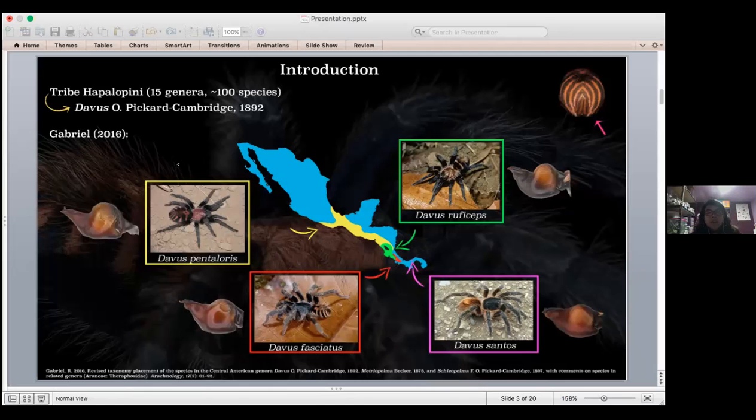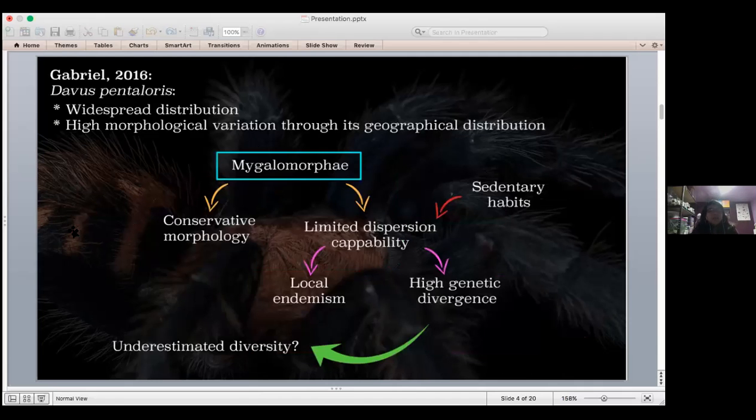And this classification was based mainly on the dorsal coloration patterns of the body of the species, but he also revised the morphology of sexual structures of males and females. According to his revision, Davus pentaloris has a widespread distribution, but he also found high morphological variation through this geographical distribution. However, many recent studies focused on mygalomorphs have found that they usually have conservative morphology and limited dispersion capability, with some exceptions. And this is because of their sedentary habits. This limited dispersion capability usually causes local endemism and high genetic divergence. So this has raised the question of whether there is underestimated diversity in many groups of mygalomorphs.